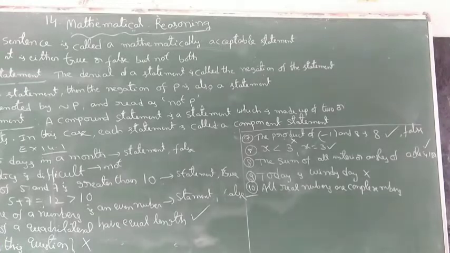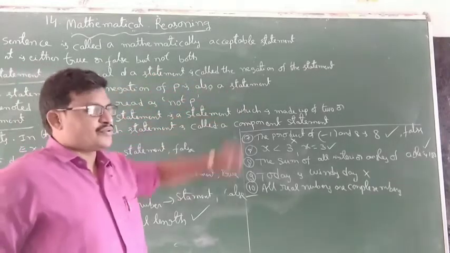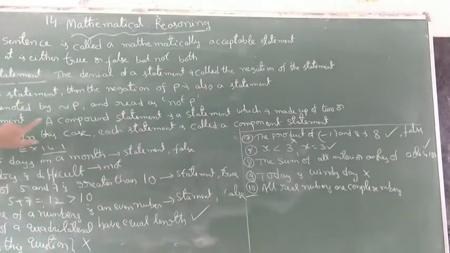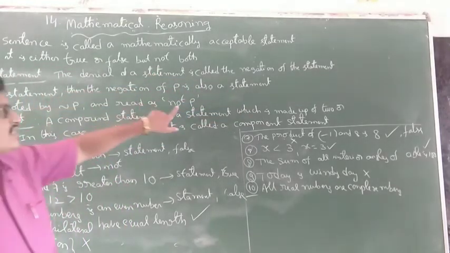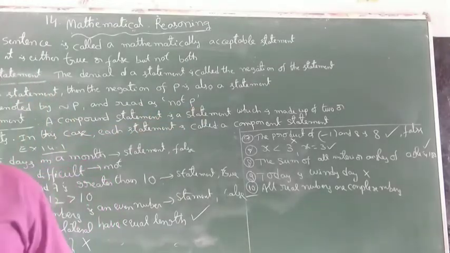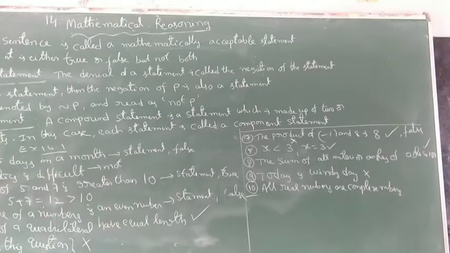Once the first exercise is completed, next we go to the second exercise: negation of a statement. If P is a statement, the negation of P is also a statement. It is denoted by a symbol and read as not P. Negation means not P: true becomes false, and false becomes not false. This is the negation.